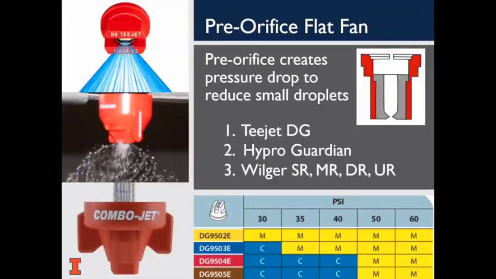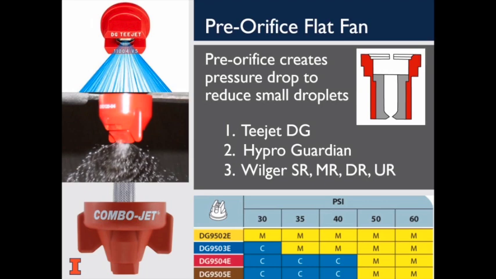The pre-orifice flat fan nozzle modifies the extended range nozzle by installing a pre-orifice. As previously discussed, the pre-orifice will create a pressure drop within the nozzle and reduce the amount of fine droplets created. Looking at the chart at the bottom, we can see that this nozzle will produce a coarse to medium droplet spectrum.